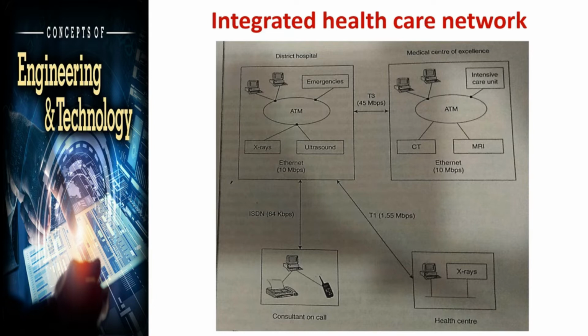When you have the basic health center, it is equipped with an X-ray machine, which is connected through 1.5 Mbps speed. When the consultant talks to the patient, only 64 kbps is required. Whenever it's needed, the consultant will be called. Just imagine, in the health centers we have the X-ray and the consultant on call, with only the network connectivity connected with the system and the telephone. In the district hospital, we have the next level of X-rays and ultrasounds. But in the center of excellence, we have sophisticated medical devices and equipment, CT, MRI.